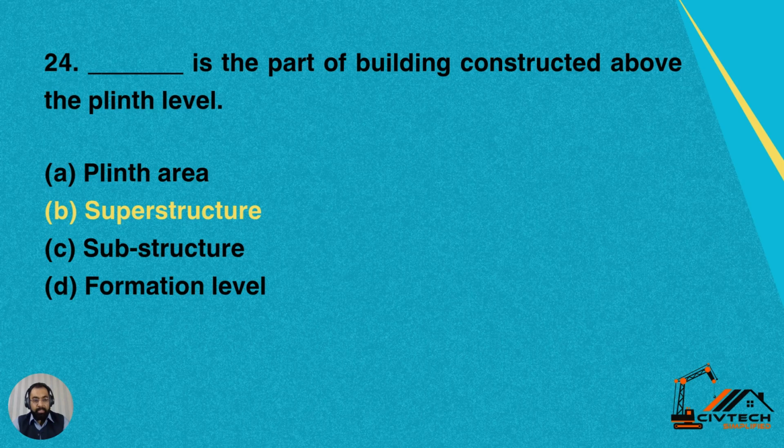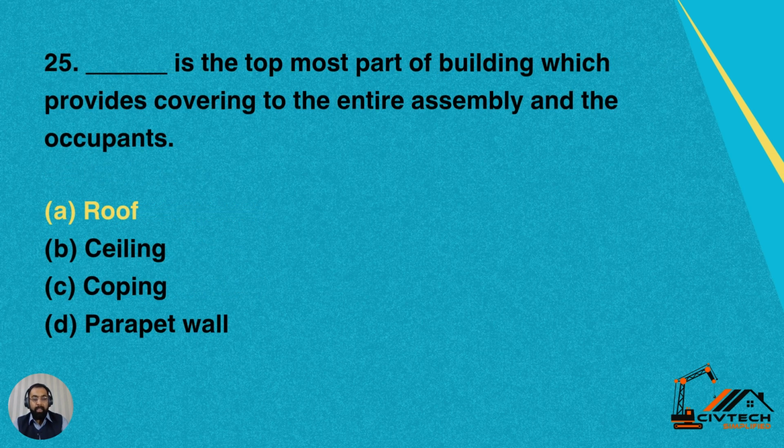Question 24. Dash is the part of building constructed above the plinth level. Number A, plinth area. Number B, superstructure. Number C, substructure. Number D, formation level. Yes, it's superstructure. Superstructure is always above the plinth level. We discussed there are normally three levels. One is superstructure, then plinth, then we have substructure. Substructure we already discussed here. So here option B is correct, which is superstructure.